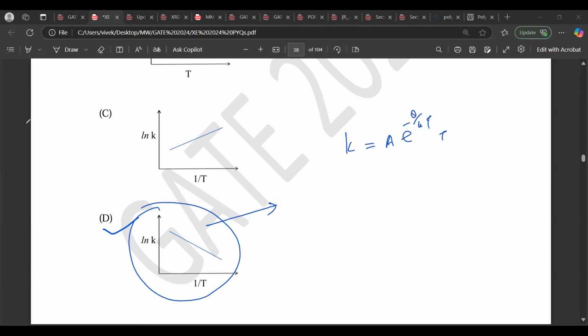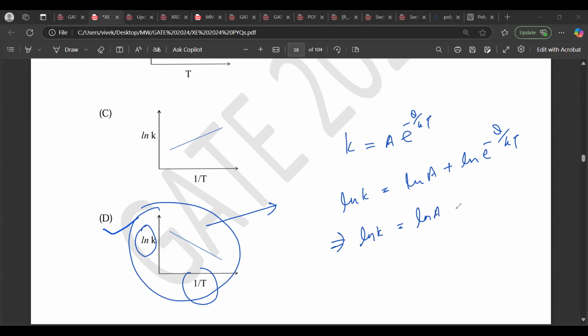Now, how to plot ln k versus 1 by T? You have to convert ln k. So ln k equals ln A plus ln e to the power minus Q by kT. Now you can simplify it. ln k equals ln A plus minus Q by kT, since the exponent will come down. So it becomes ln k equals ln A plus (minus Q by k) times 1 by T.